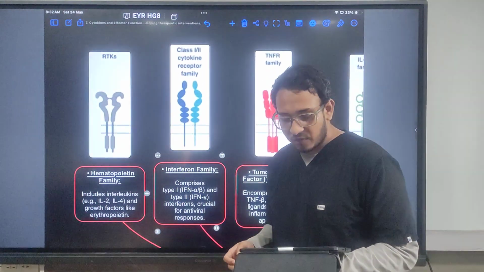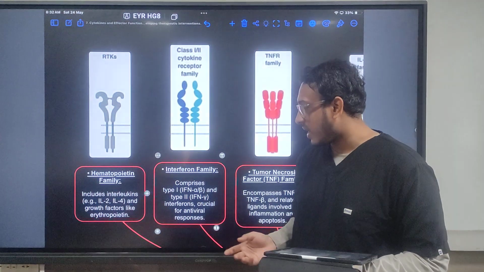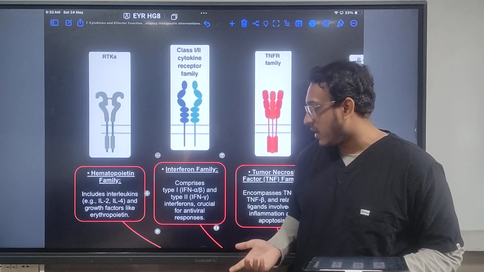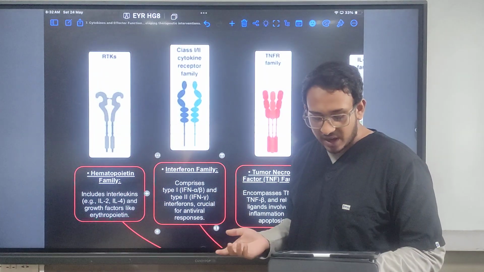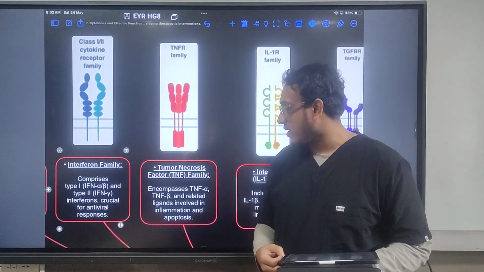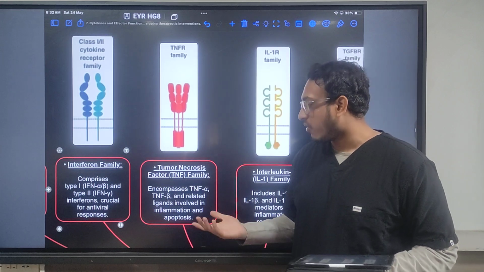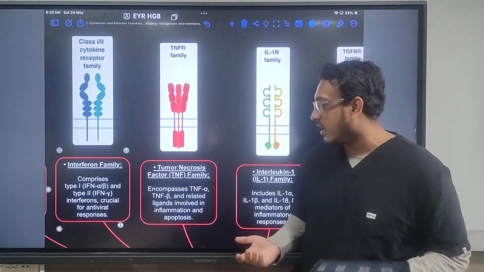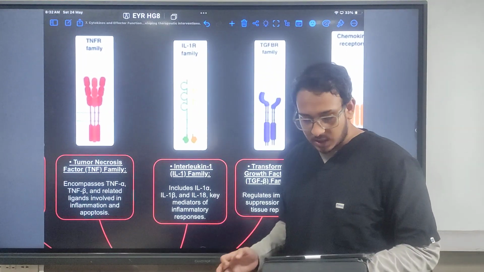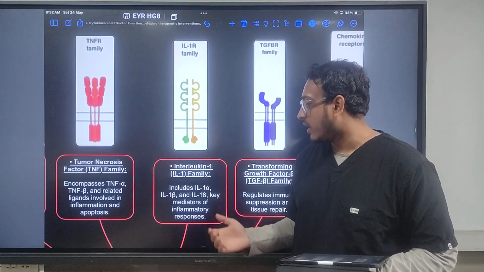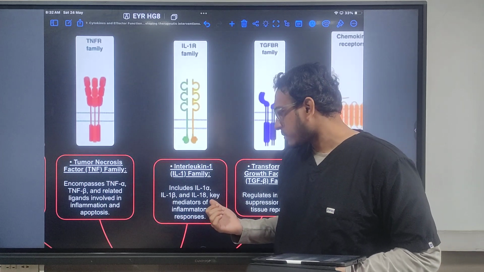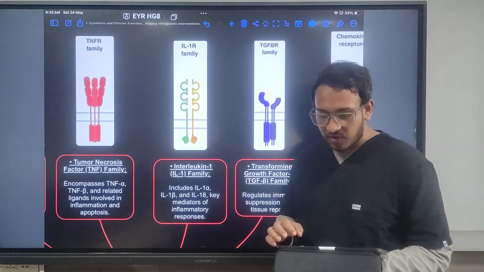Then there is the interferon family. It comprises type 1 IFN alpha and beta and type 2 IFN gamma interferons, which are crucial for antiviral response. Then there is TNF, the tumor necrosis factor family. It encompasses TNF alpha and TNF beta and related ligands involved in inflammation and apoptosis. Then comes the interleukin 1, IL-1 family. It includes interleukin 1 alpha, 1 beta, and 1RA. They are key mediators of the inflammatory response.